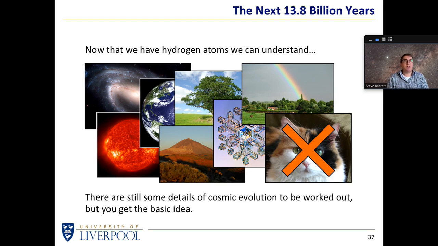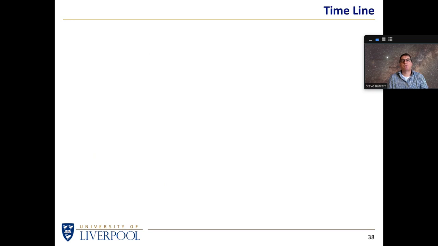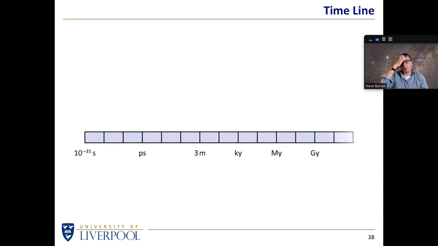Yes, there are still some details we need to think about. There are some aspects of cosmic evolution where we've got the big picture, but we perhaps haven't got some of the details. But essentially, if you understand the origin of hydrogen, then you can make a story for the origin of everything else in the universe. So let's just remind ourselves how that timeline looked.